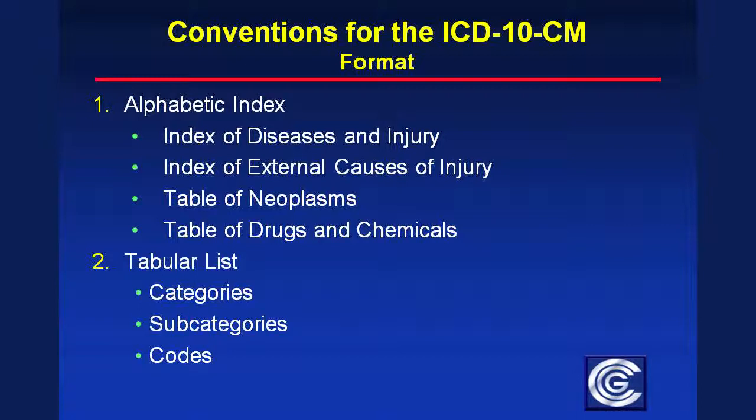The other large section is the tabular index with categories, subcategories, and codes. It's important to understand that the alphabetic index is a good starting point, but you must always confirm the code selection in the tabular list due to the additional instructions only found there.